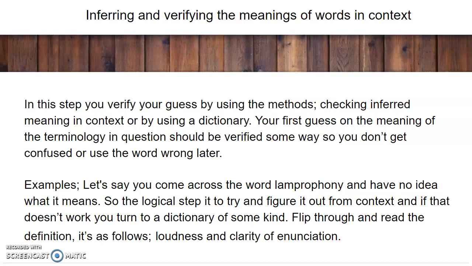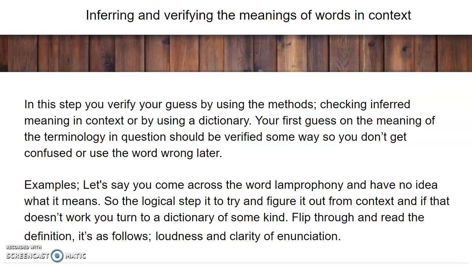Section D of 4, inferring and verifying the meanings of words in context. In this step, you verify your guess by using the methods of checking inferred meaning in context or by using a dictionary. Your first guess on the meaning of the terminology in question should be verified in some way, so you don't get confused or use the word wrong later.